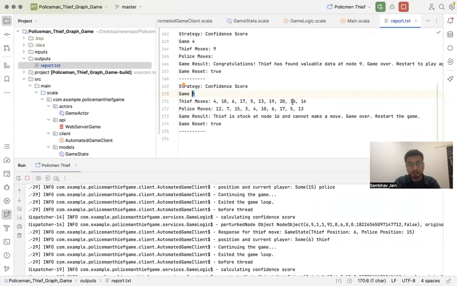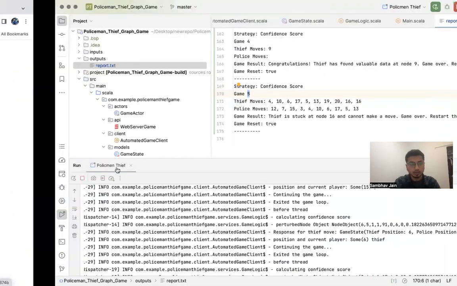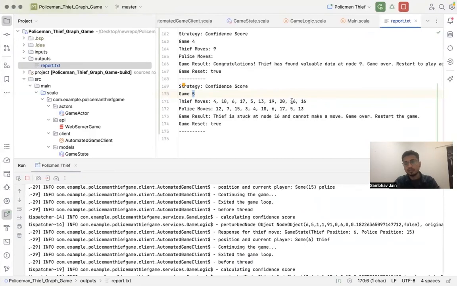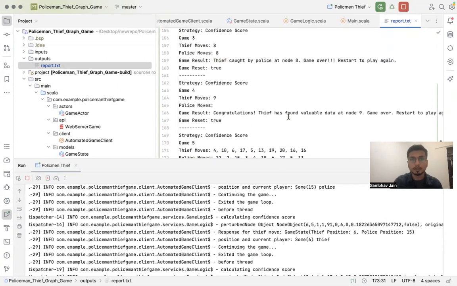Now after 16, this is the critical point because when they make a move again, they'll be stuck. So police makes a move from 5 to 13 and now thief again makes a move, but this time they are stuck because they are at 16 again. They cannot go to some other node from here. So that's why the result is thief is stuck at node 16 and cannot make a move and the game is over. We can see the game number 4 here.